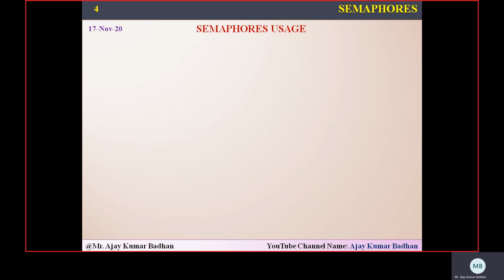Okay. Now in this we are going to discuss usage. Basically here I will explain why that less than or equal to 0 concept is coming up. So the semaphores are basically classified into two types: we have counting semaphores, and we have binary semaphores. What about binary? I think you are familiar with this. We have only two values here, 0 and 1.